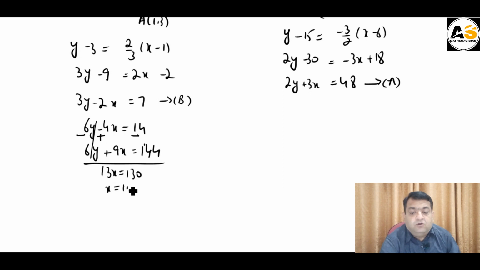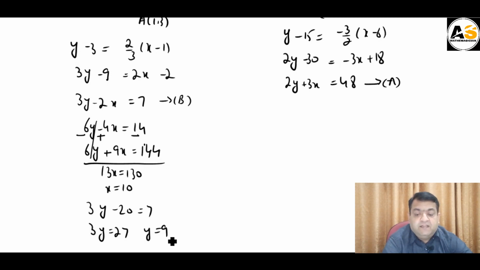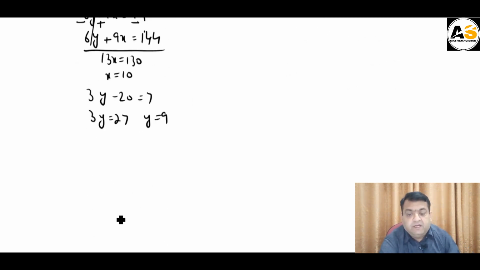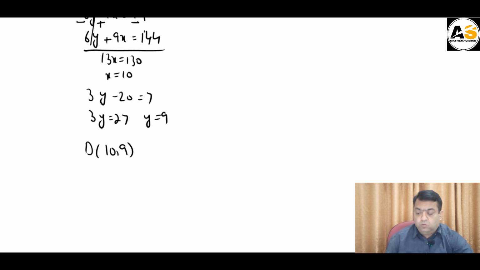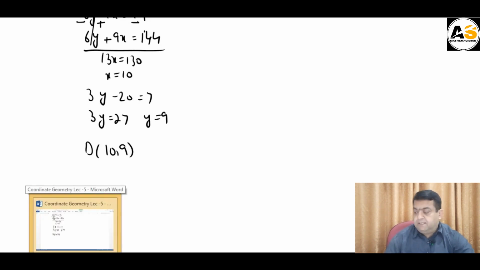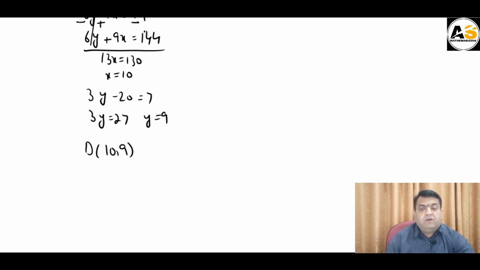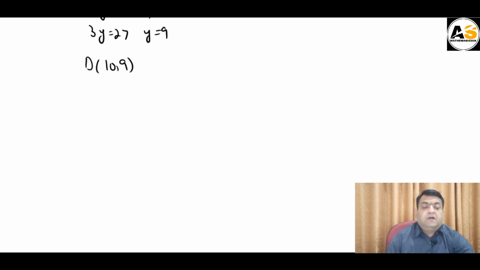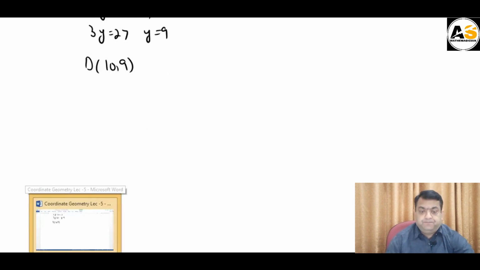For x is equal to 10, I will put over here 3y minus 20 is equal to 7. 3y is equal to 27. y is equal to 9. X is 10, y is 9. It means coordinates of D are 10, 9. This was our question number 2. I hope this is clear. Now we are moving to the third question of today's lesson.